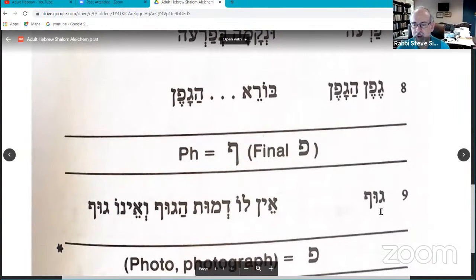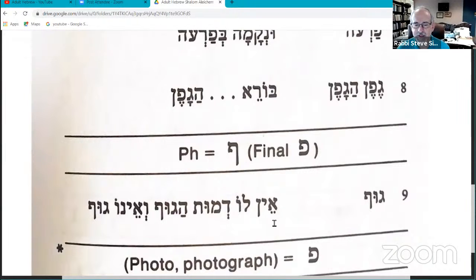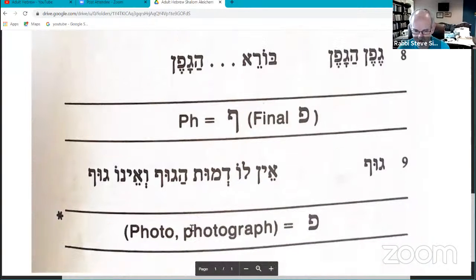Line number 9. Goof. Goof. Ein lo demut haguf ve'eno goof. The final Fe is rare. It's fairly uncommon to find a final Fe in Hebrew. It does exist. Not that many words in Hebrew end with a final Fe.